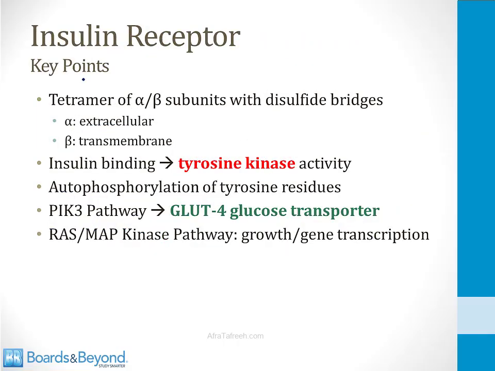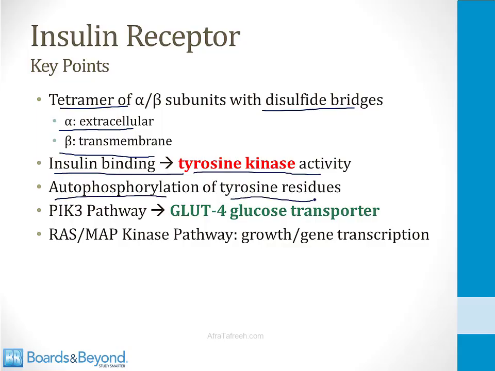So on this slide, I've summarized some key points to remember about the insulin receptor. It is a tetramer of alpha and beta subunits with disulfide bridges. The alpha portion is extracellular. The beta portion is transmembrane. Insulin binding leads to tyrosine kinase activity of the receptor. It will autophosphorylate tyrosine residues.